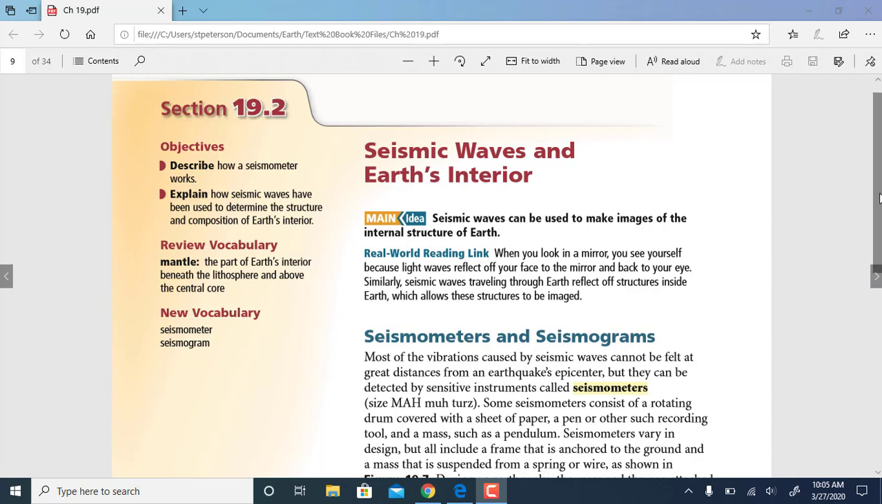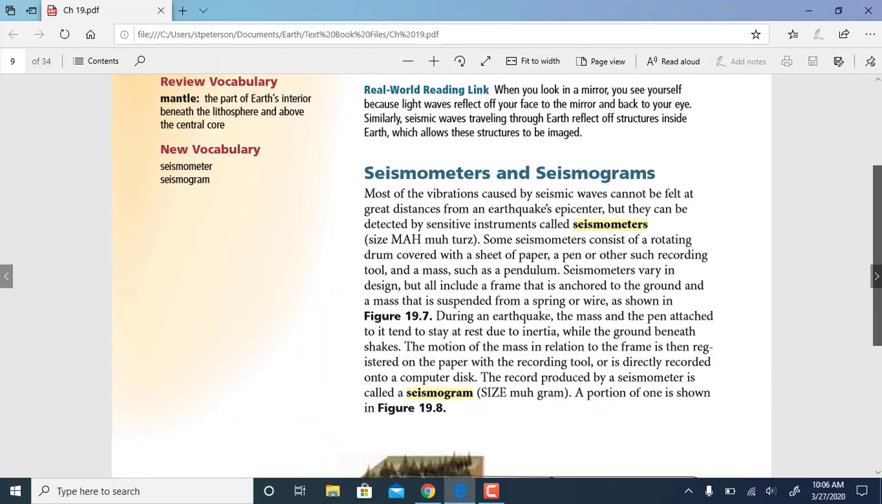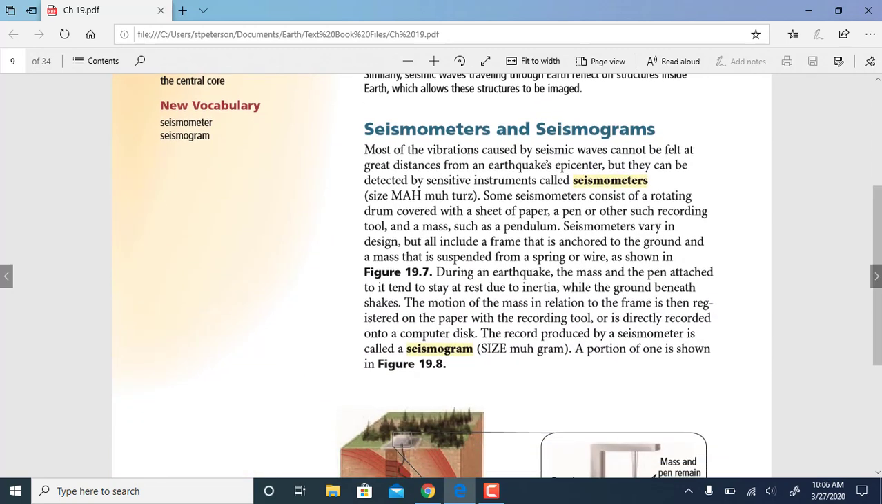Seismic waves and Earth's interior, section 19.2. Seismometers and seismograms. Most of the vibrations caused by seismic waves cannot be felt at great distances from an earthquake's epicenter, but they can be detected by sensitive instruments called seismometers. Some seismometers consist of a rotating drum covered with a sheet of paper, a pen, or other such recording tool, and a mass, such as a pendulum.